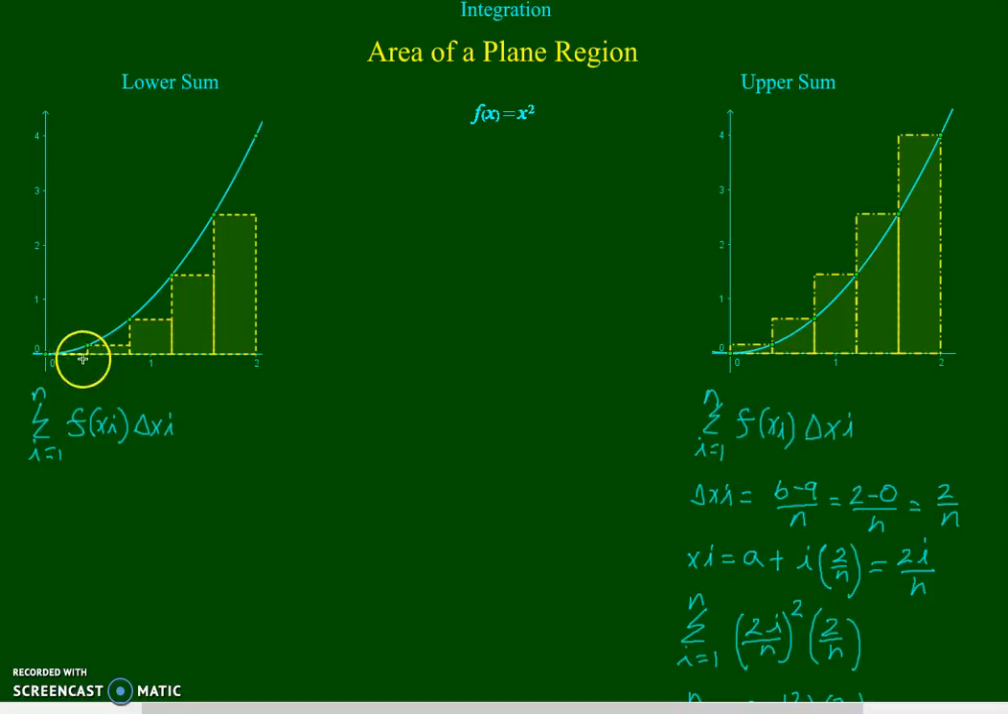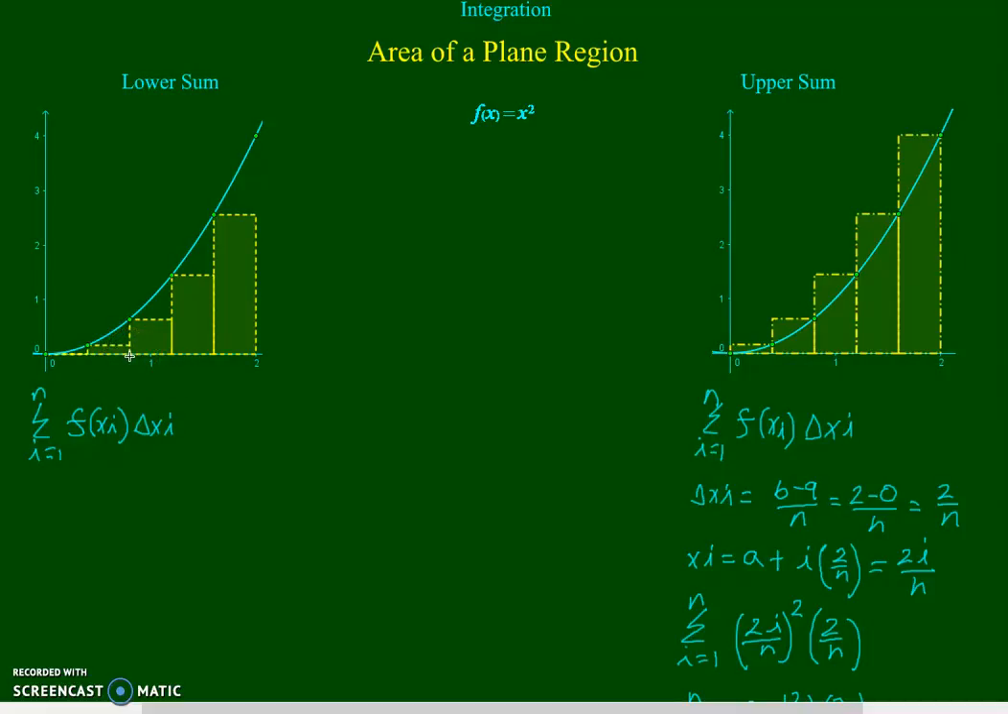Now here is the first subinterval, and in this case we used the right endpoint, but in the lower sum we're using the left endpoint. So with this being the ith subinterval, we're actually looking for the i minus 1 endpoint. The ith subinterval, the i minus 1 endpoint.